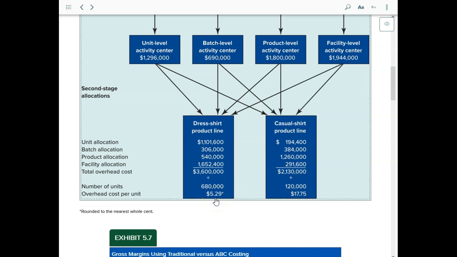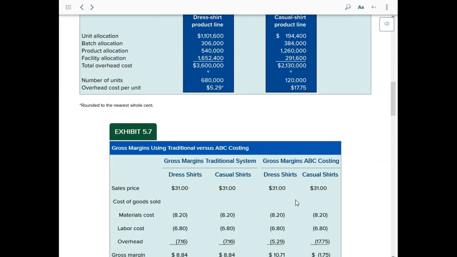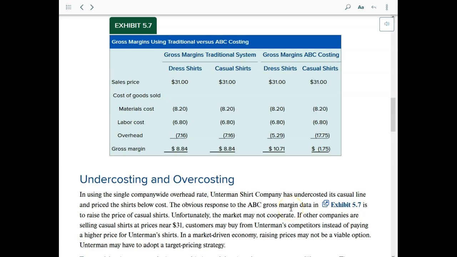So $529 is the overhead cost we should allocate to a dress shirt per unit. $17.75 is the amount for a casual shirt. A big difference in the per unit amount. So this goes back to what I first led off with on this long example: under the traditional approach, where all the overhead costs were lumped in together and divided by the total number of units being produced, it was the same per unit, no matter whether you were producing a dress shirt or a casual shirt.